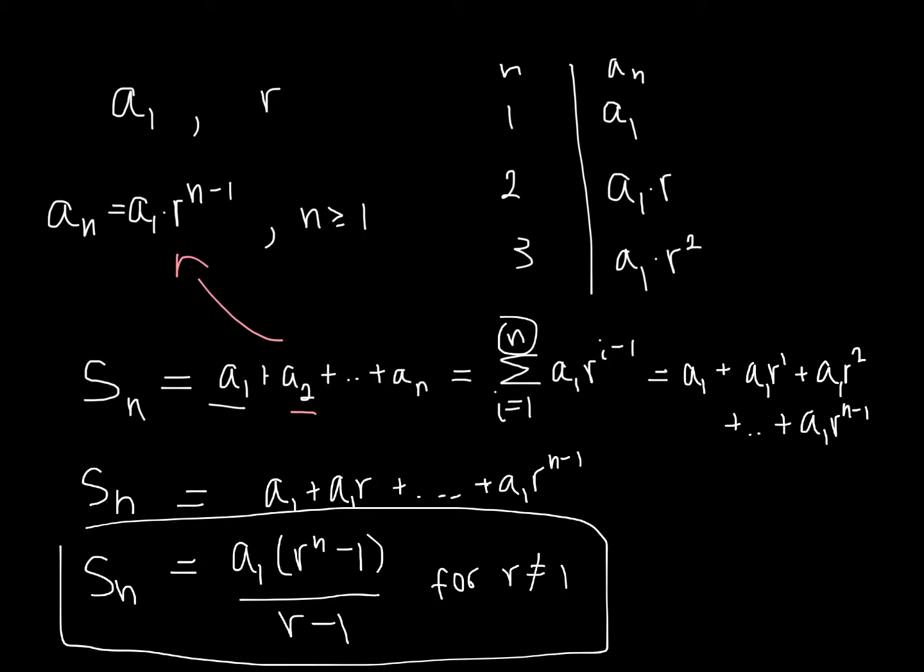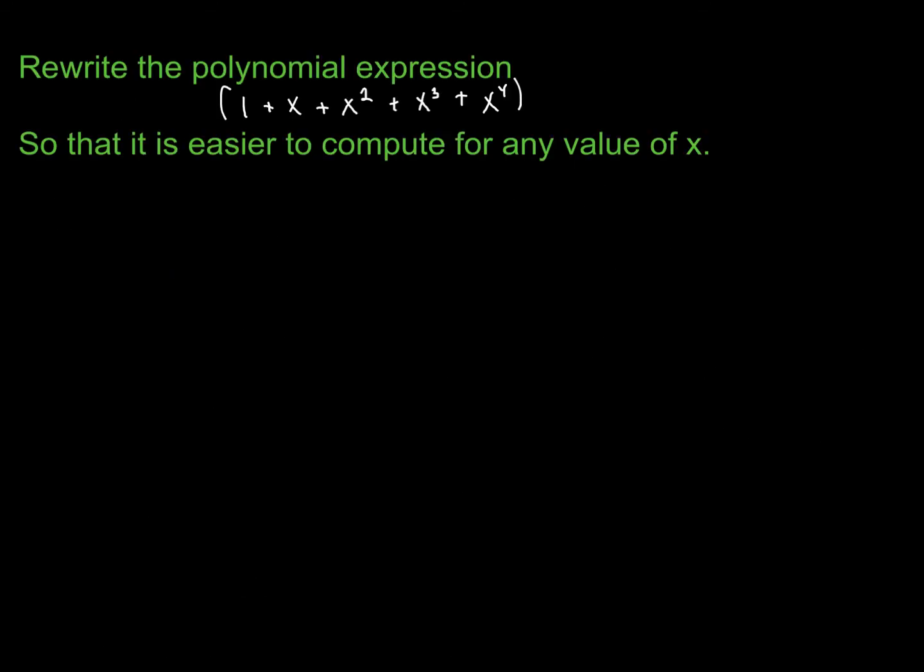All right, I'm going to give you a couple of problems to try so that you can get some practice. I'll give you the answer, but you should be able to work through them on your own. Here's the first one. So I want you to rewrite this polynomial expression so that it's easier to compute for any value of x. So go ahead and do that. I'll give you a hint. Think about multiplying by a version of 1.